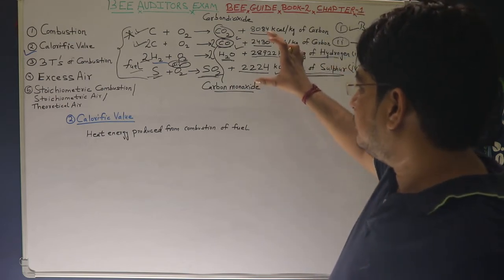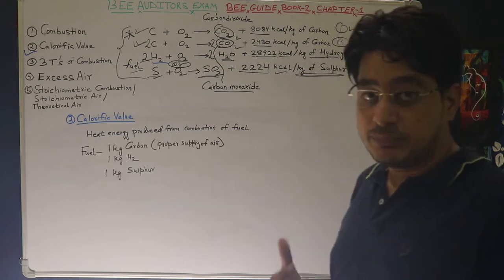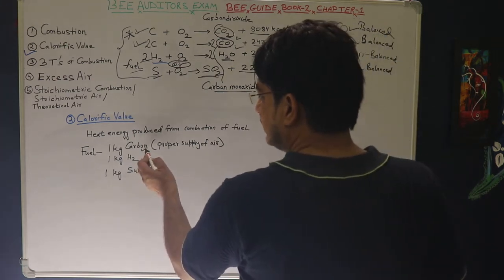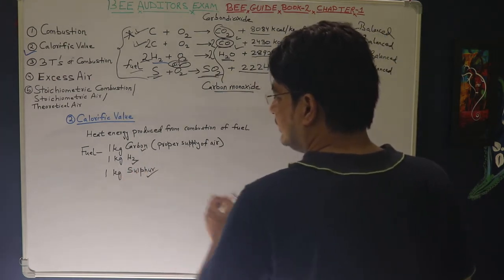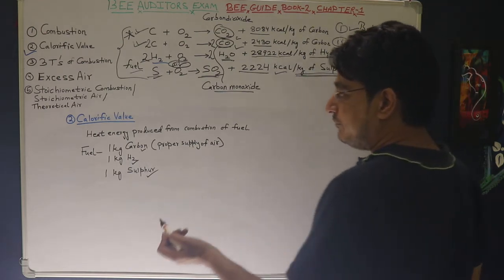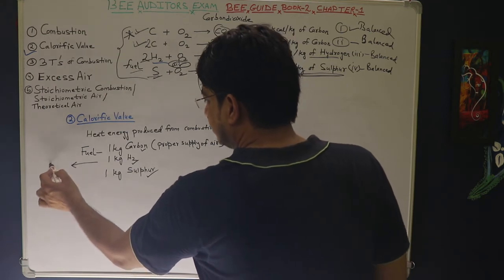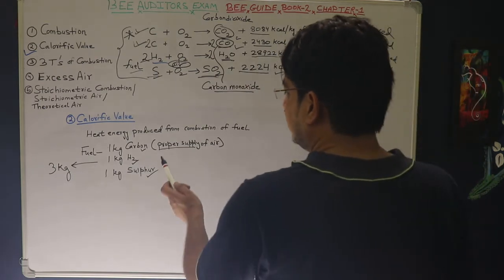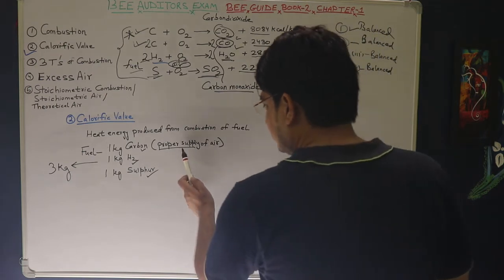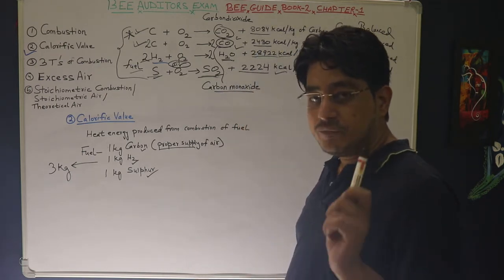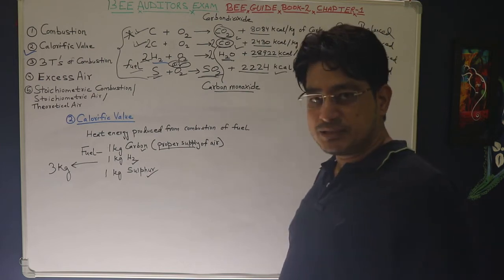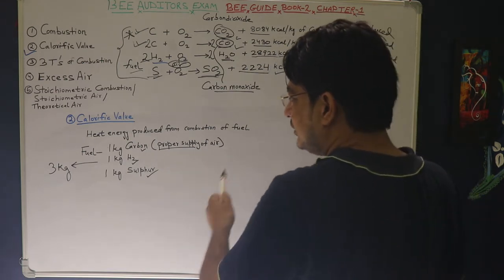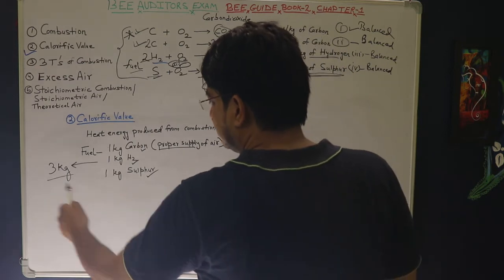Suppose I am considering the fuel which I have already considered. Now suppose I am having my fuel with the following constituents. That is, my fuel is having 1 kg carbon, 1 kg hydrogen and 1 kg sulfur. So the weight of my fuel accordingly will be 3 kg, 1 kg plus 1 kg plus 1 kg, and I am assuming that I am having proper supply of air. What does this mean? This means that there is no question of the production of carbon monoxide, because in proper supply of air, carbon dioxide will be produced. So I will calculate how much heat energy will be produced from combustion of 3 kg of this fuel.